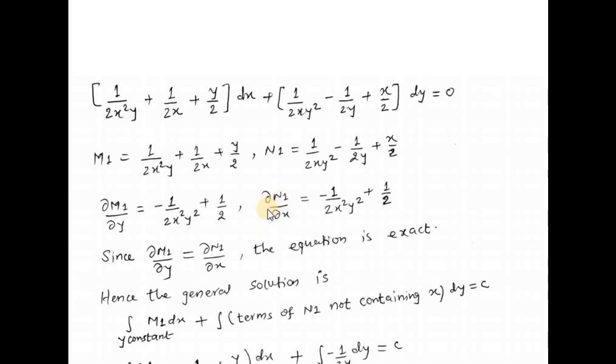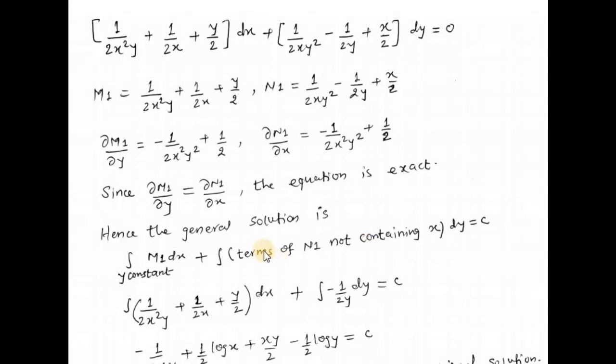Now we will find out ∂N1/∂x. So here 1 by 2y² will be as it is, and the derivative of 1 by x will be minus 1 by x². So ultimately it will be minus 1 divided by 2x²y², plus the derivative of this term will be 0 because this is a constant term, y is a constant, plus 1 by 2, the derivative of x is 1, so it will be 1 by 2. So here as you can see that ∂M1/∂y is equal to ∂N1/∂x. Therefore the equation is exact.